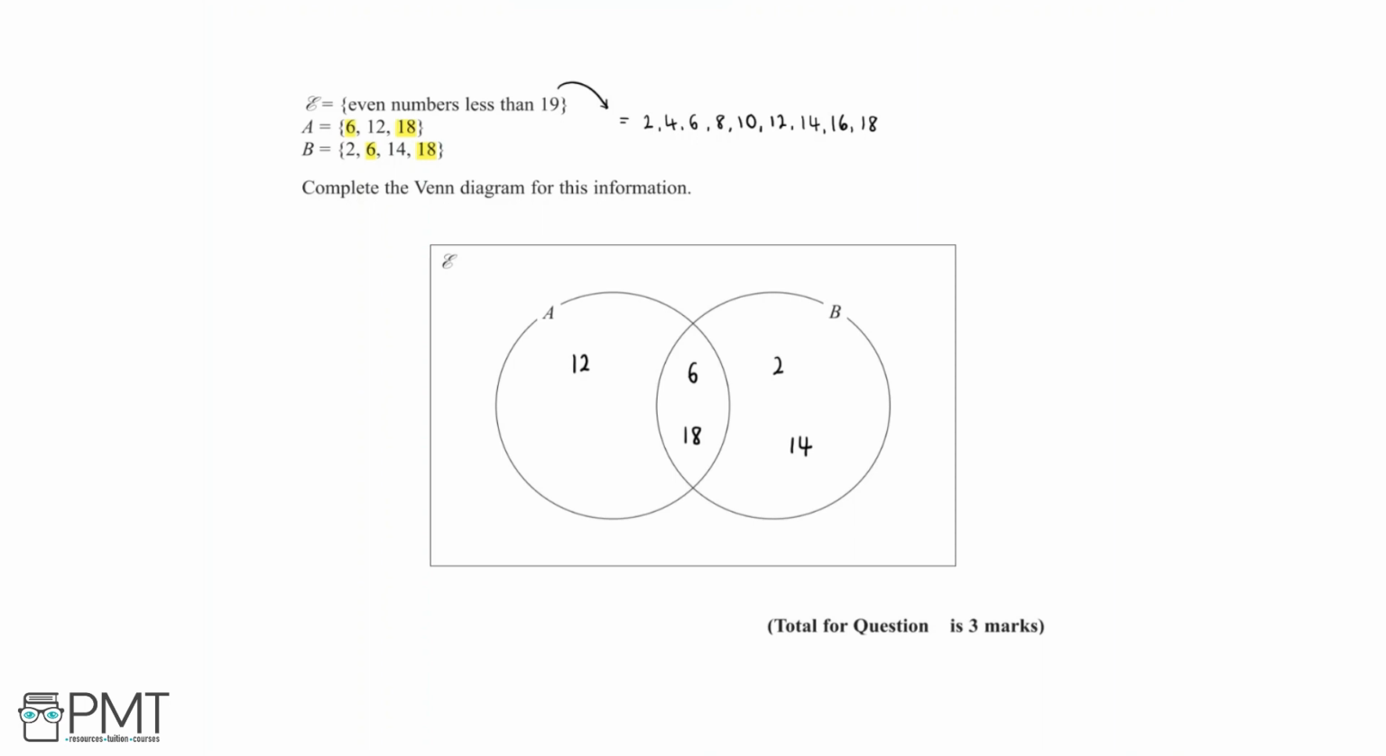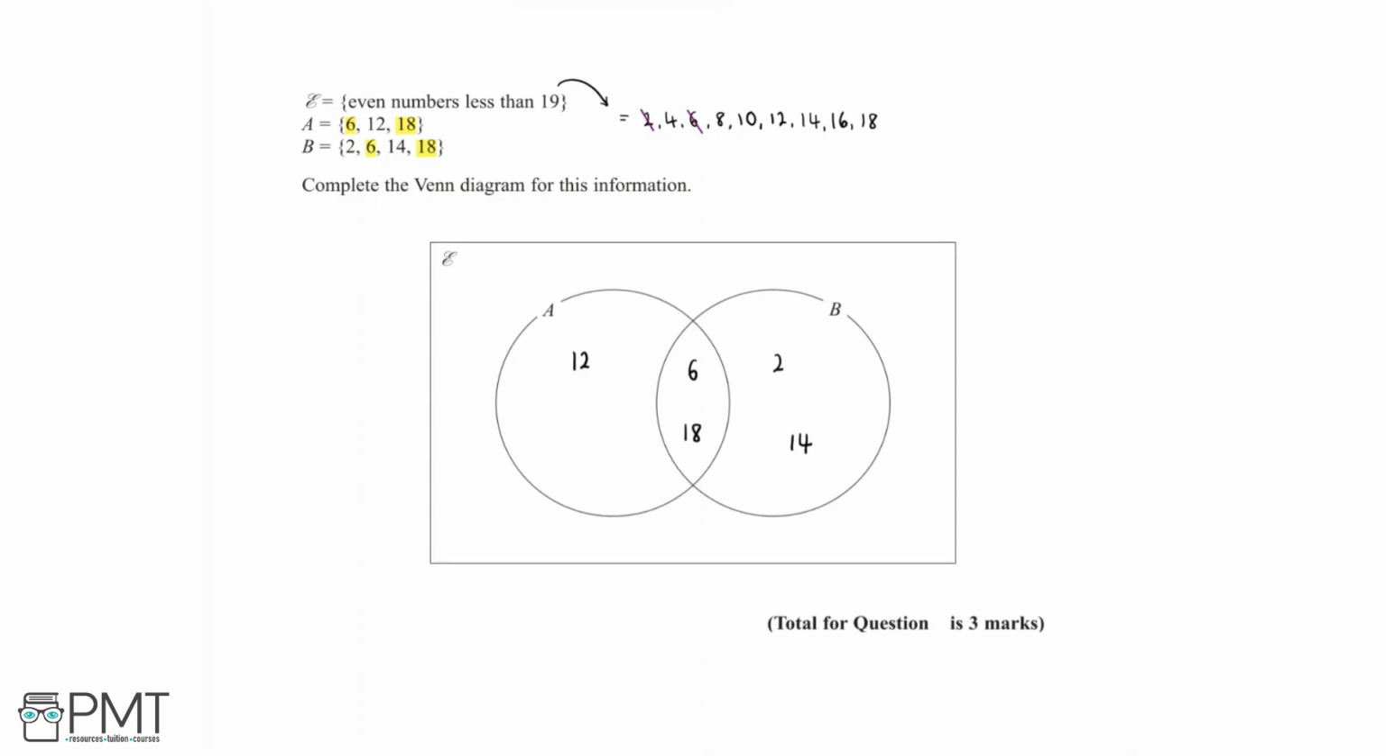We know that the number 2 exists in set B, so we can cross this off our list. Now the number 4 does not exist in set A or set B. We can cross 6 off our list because it exists in set A and set B. 8 and 10 do not exist in set A or set B. The number 12 exists in set A, and so we can cross 12 off. 14 exists in set B, and so we can cross 14 off. 16 does not exist in set A or set B. And finally, the number 18 exists in set A and set B, and so we can cross 18 off.